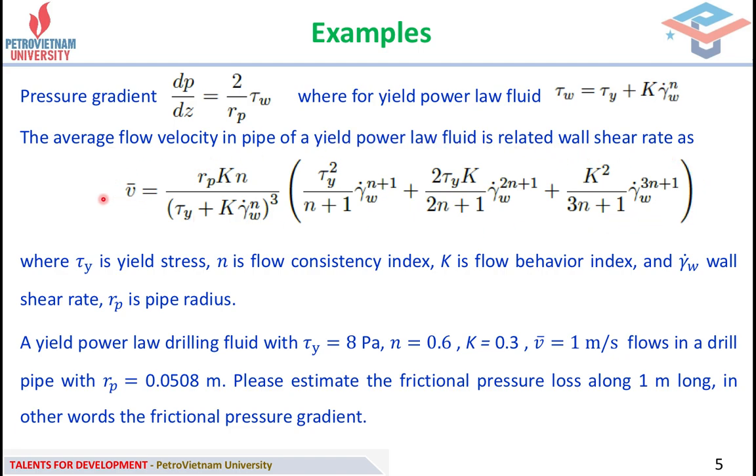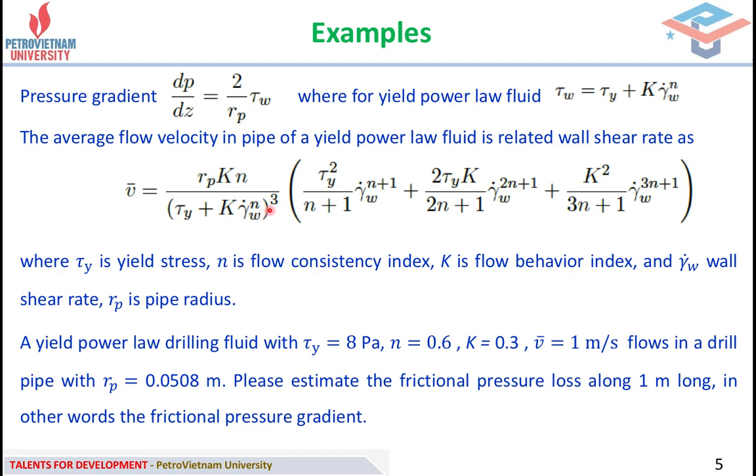The question to be asked here is, if I give you all other parameters, I would like to know what the pressure gradient would be when the fluid flows along this pipe. To do that, you need to obtain the wall shear rate first by solving this equation. From the wall shear rate, you obtain the wall shear stress, and from the wall shear stress, you obtain the pressure gradient. This equation is a nonlinear equation and quite challenging to solve.